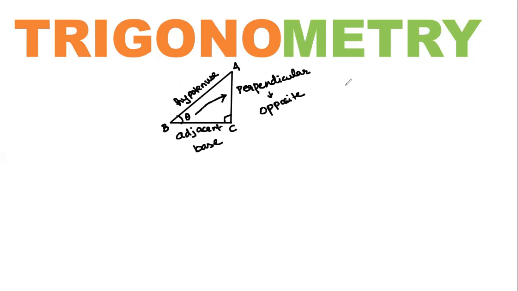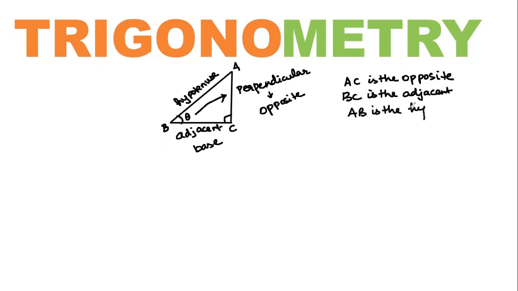So in this, AC is the opposite, BC is the adjacent, and AB is the hypotenuse for the angle of reference theta in a right angle triangle.